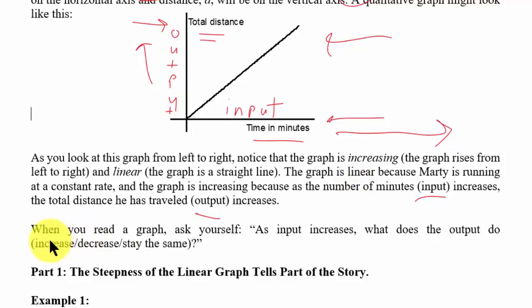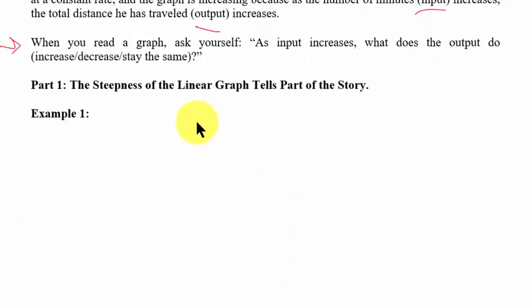And then they give us a nice question for ourselves. Ask yourself, as input increases, what does the output do? In this case, as the time in minutes were to increase, what happens to your total distance? Well, as the time increases, your total distance will increase. So let's take a look at part 1, example 1.